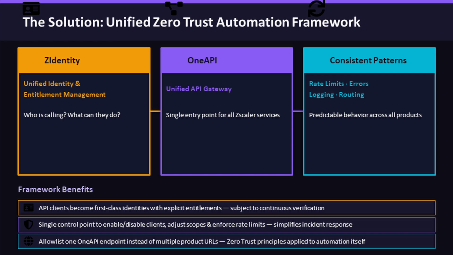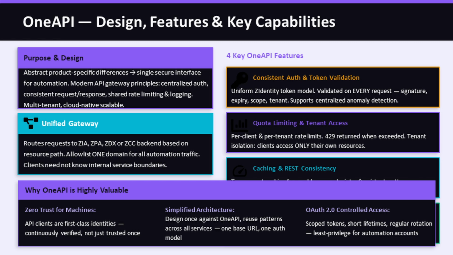First, API clients become first-class identities, continuously verified, not just trusted once with a long-lived key. Second, there's a single control point for enabling, disabling, and auditing API clients, which is critical for incident response. Third, the framework applies zero trust principles to automation itself. Machine-to-machine interactions are subject to the same rigor as user-to-service interactions. Let's go deeper on One API itself. Its core purpose is to abstract away product-specific differences and present a single, consistent, secure interface.